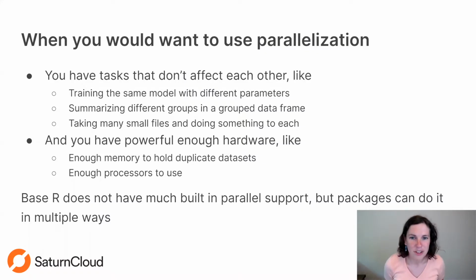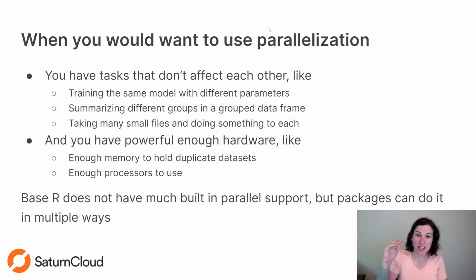So OK, when do you actually want to use parallelization, just in general? Generally, you want to do it if you have some tasks that don't affect each other. That's the easiest way to know. So if you had a model and you wanted to train it twice, one with one set of parameters, one with a different set of parameters, to see which one fits better, those models training in theory shouldn't relate to each other. So you should, in theory, be able to do them at the same time.